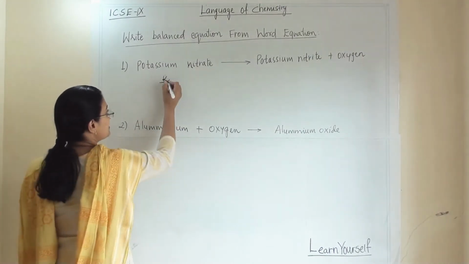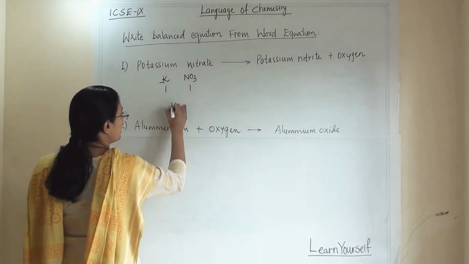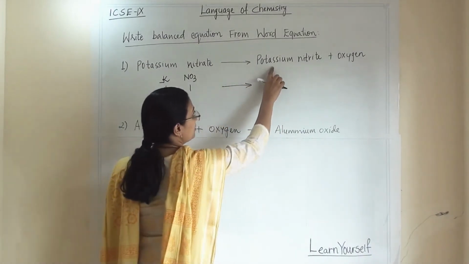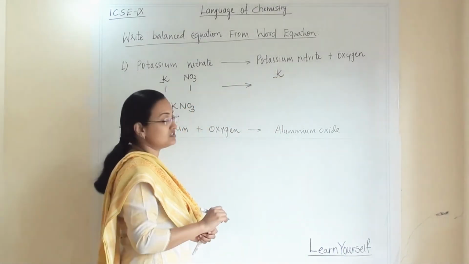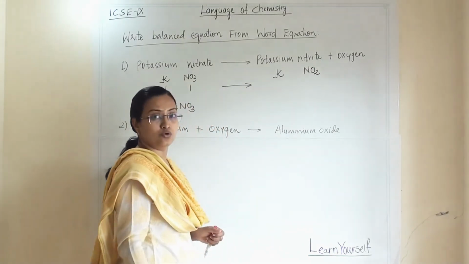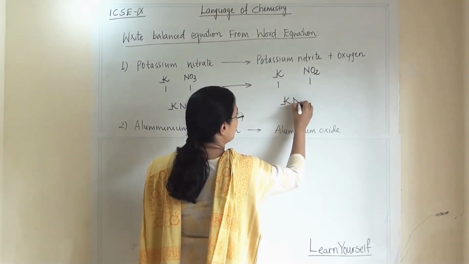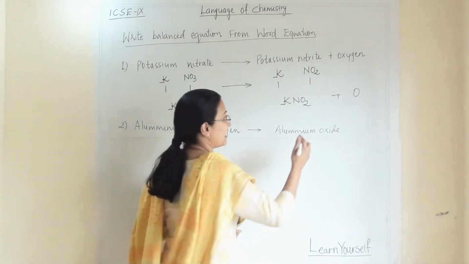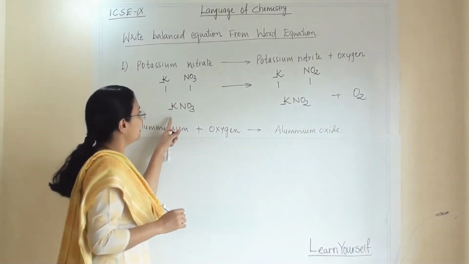So we have to make the compound formula of potassium nitrate. Potassium, its valency is 1. Nitrate's valency is also 1. So our compound is KNO3. Now let us go towards products. Potassium nitrite. Potassium is K and nitrite is NO2. So both valencies are 1, so it is going to be KNO2. And oxygen. We all know oxygen. Oxygen alone cannot be there, so it has to be O2. So this is our reaction.